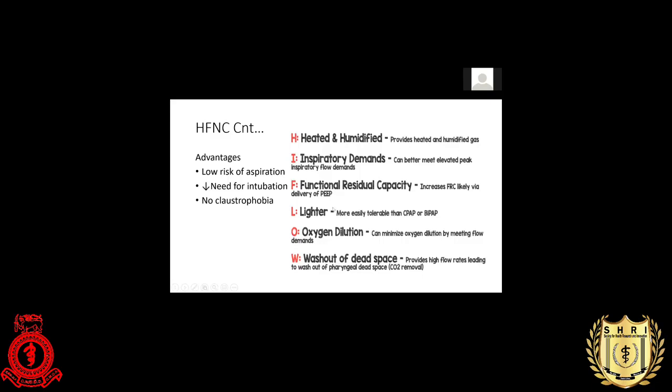And when we go to the advantages of high flow nasal cannula, the main advantages are low risk of aspiration, reduced need for intubation, and no claustrophobia. If you're going to put on a CPAP, the patient is scared of that because of the claustrophobia.